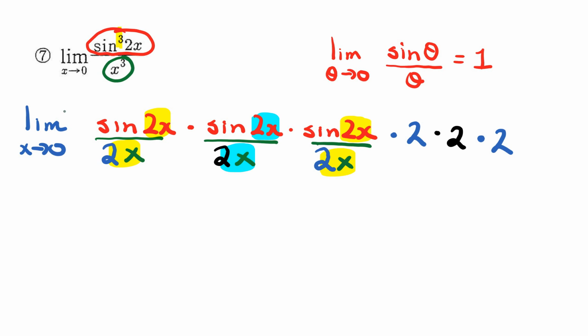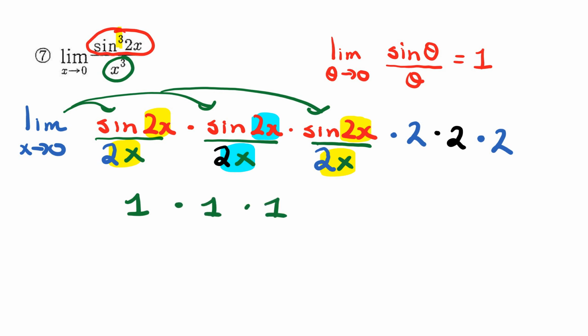Okay, so if you distribute the limit sign onto all 3 of these, we know each of these will be 1. So 1 times 1 times 1. And then we have all of this: 2 times 2 times 2 is going to be 8, right? So my final answer is going to be 8. And that's it for question number 7.